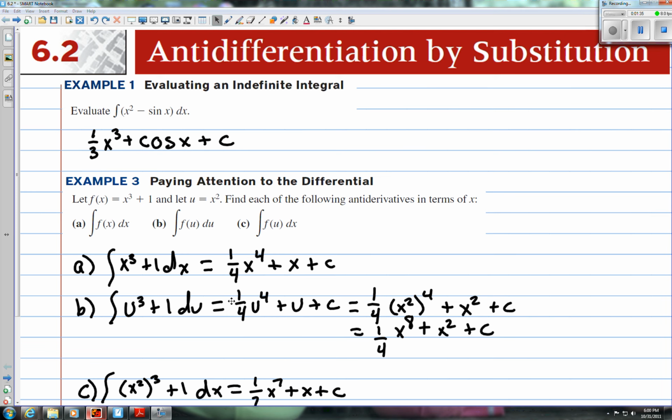But we can't end it in u because the instructions say in terms of x. So u equals x squared, so we'll replace the u's with x squared. We end up with 1/4 x to the eighth plus x squared, and then plus c.